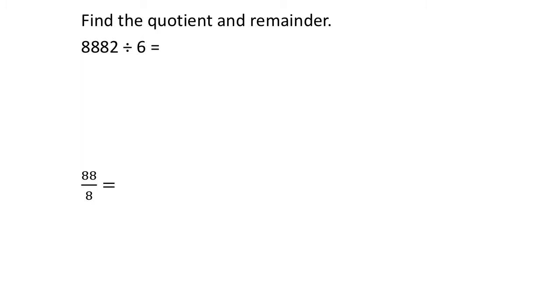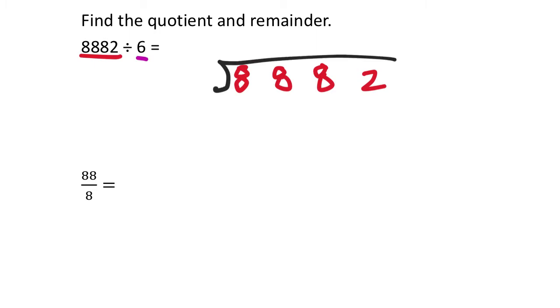So let's use some long division on this. We've got our dividend and our divisor. I'll set this up: 8,882, and we are dividing this by 6. Oh, I should make that color-coded. There's the 6. I'm going to show my multiplication table of 6 all the way up to 9 here on the right. We should have these memorized.